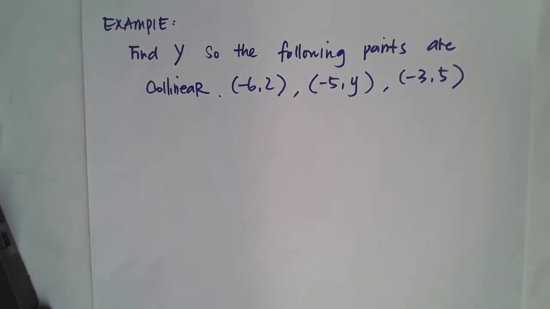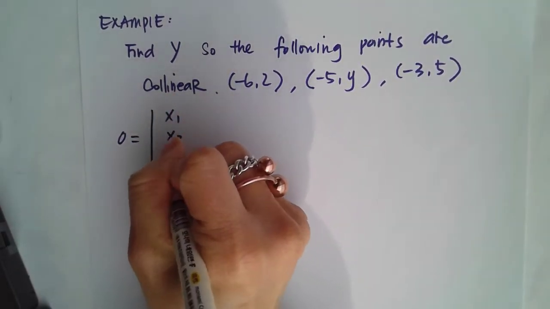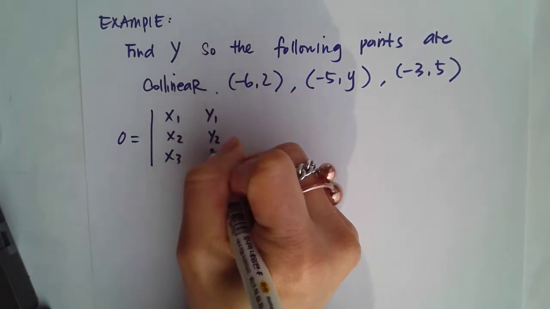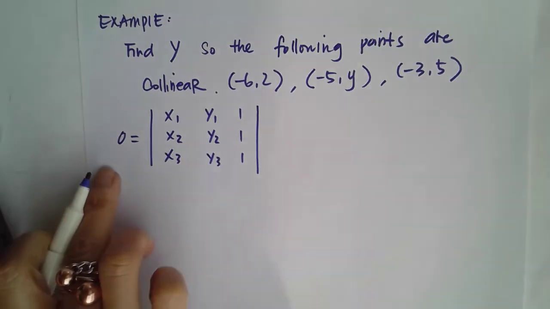Welcome back. Let's finish up applications on determinants and matrices. So, using the collinear formula, do you remember the formula that we were just talking about? 0 is equal to the determinant of x1, x2, x3, y1, y2, y3, 1, 1, 1. When we calculate the determinant, if we get a 0, we know it's collinear.